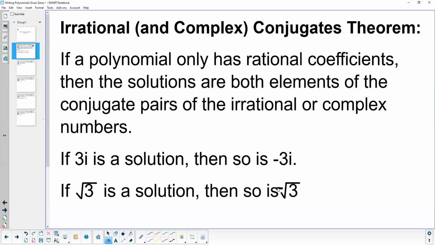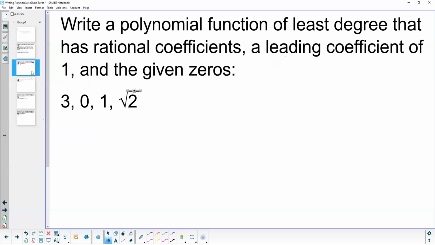So what we're going to do is we're going to take an opportunity to write polynomials, and we only are going to want them to have rational coefficients. So we're going to be applying this irrational and complex conjugates theorem in order to write these. So let's take a look at this first one here. We want to write a polynomial function of least degree that has a rational coefficient, a leading coefficient of 1, and the given zeros. So our zeros here are going to be 3, 0, 1, and root 2.